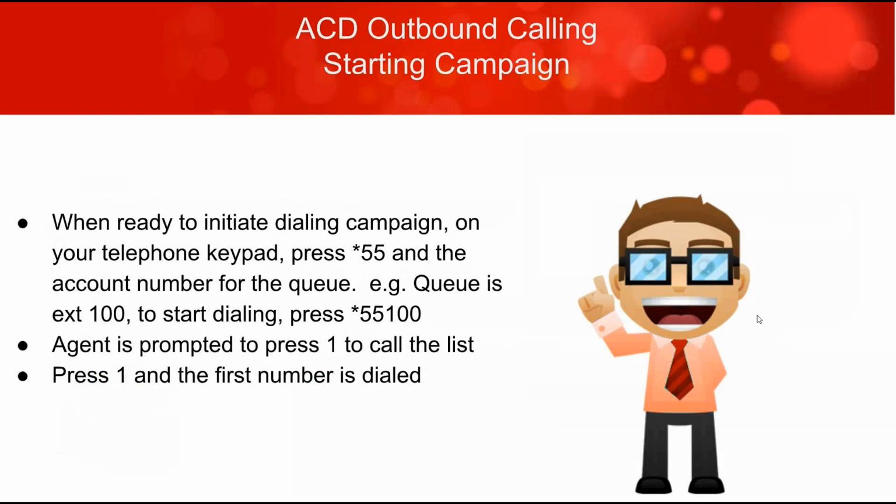So when ready to initiate it, on your keypad, you press that star 55 and the account number for the queue. If the queue was extension 100, to start that campaign, I'd put star 55 100, and that will tell the system that this agent group is now going to participate in this campaign. The first agent is prompted to press 1 to call the list, and once they press 1, the first number is dialed. So that's getting the campaign started. Now I'm talking to somebody, and the campaign's begun.